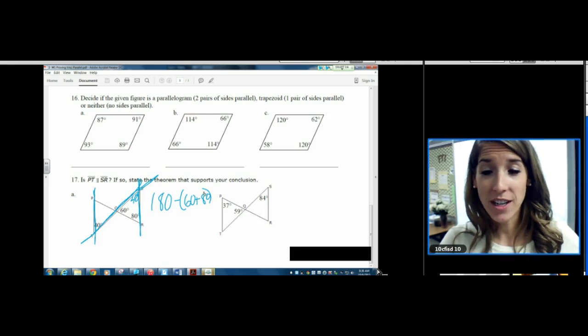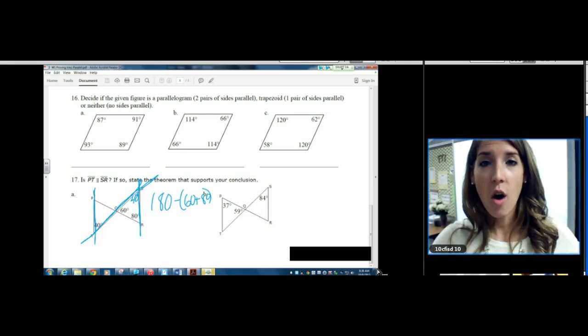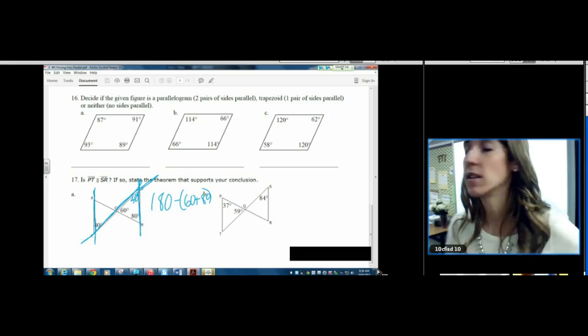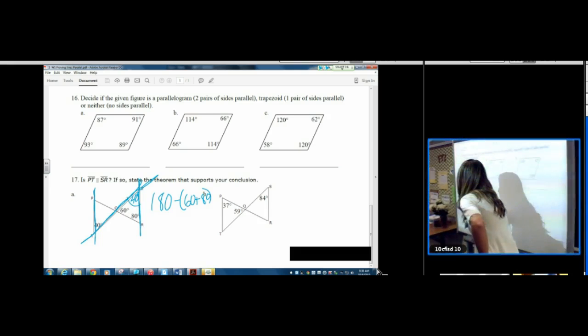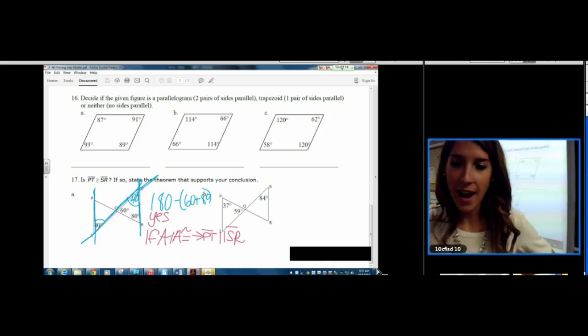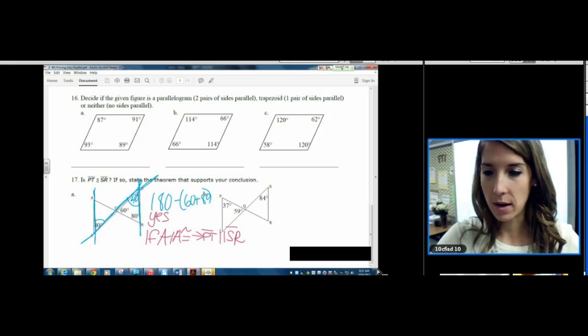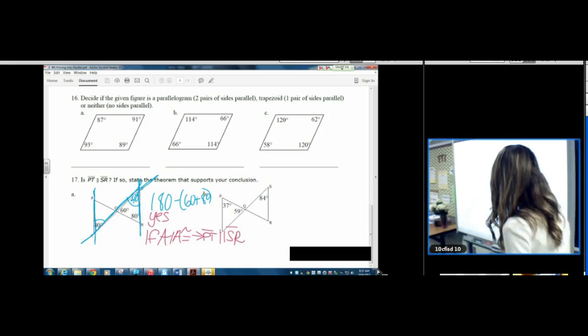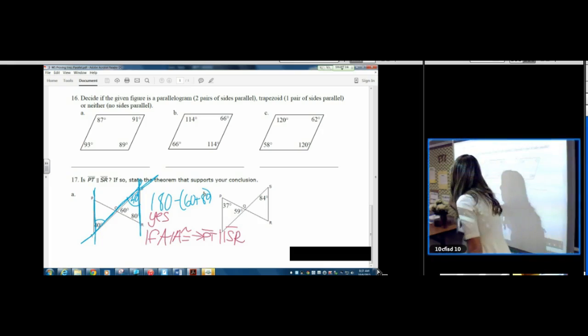So that missing angle in that triangle is 40. I spy some alternate interior angles. Do you see that? Alternate interior, 40, 40. Alternate interior angles. So our statement is, well, first of all, the answer is yes. And our statement is, if alternate interior angles are congruent, then PT is parallel to SR. The theorem says that alternate interior angles need to be congruent for our lines to be parallel.